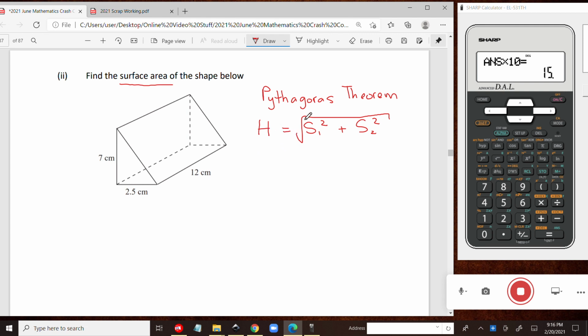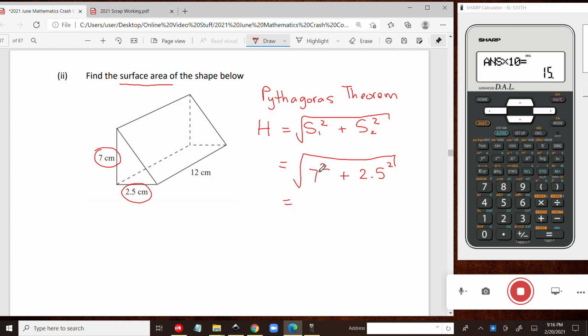Hypotenuse is equal to the square root of side 1 squared plus side 2 squared. This here is side 1 and this here is side 2. So let's quickly just find the hypotenuse of this triangle. Side 1 is 7 squared plus the other side is 2.5 squared. So let's work this out.